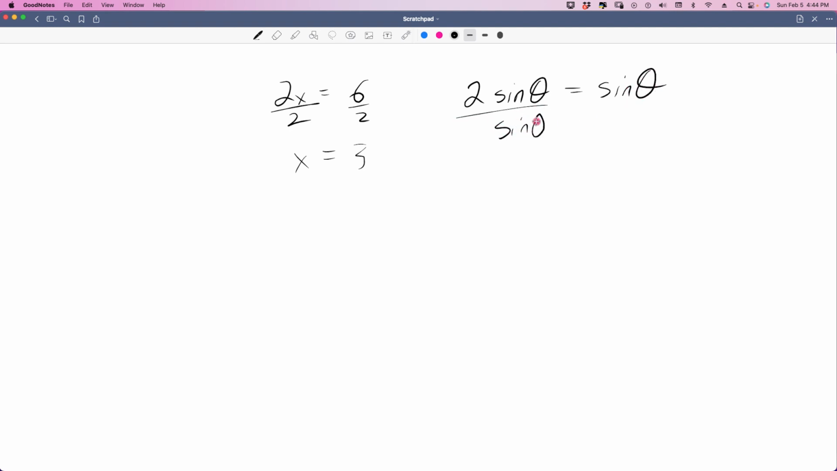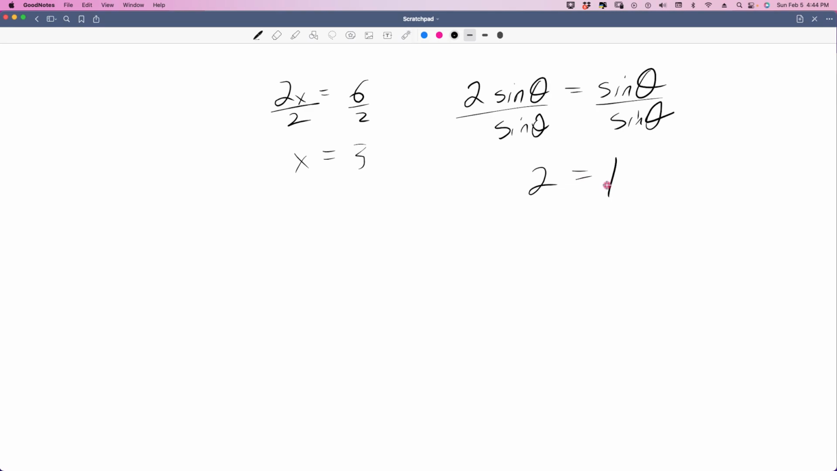So for instance, if we had a problem that was 2x is equal to 6, we would normally divide everything by 2 and say x is equal to 3, right? So if we use the same logic, we would say something like 2 times the sine of theta equal to the sine of theta. Well, we would factor out the sine of theta on both sides and say that 2 would be equal to 1. Well, you can automatically see how that does not work.